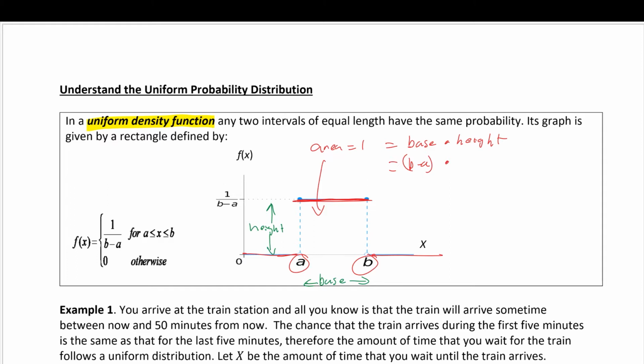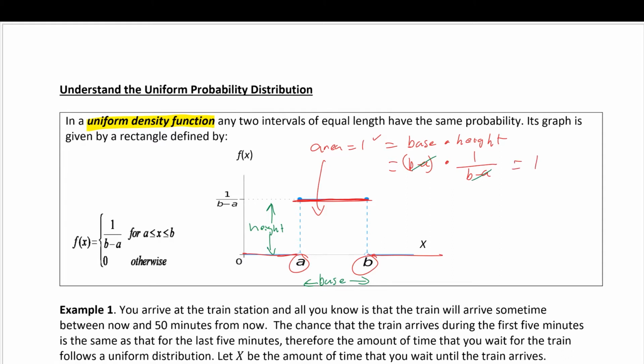Well, we have to force this height to be a number such that when you multiply it by b minus a, it does give you 1. Okay? So the only way that can happen is that the height must be 1 over b minus a. So therefore, it cancels out and gives us 1.